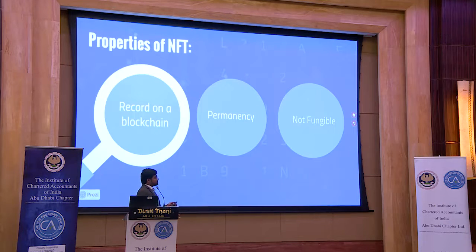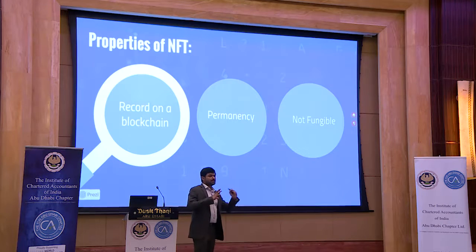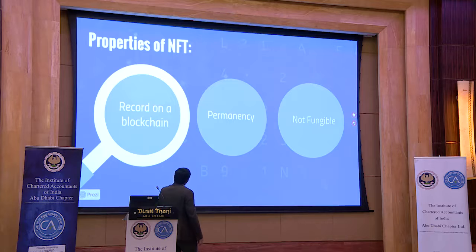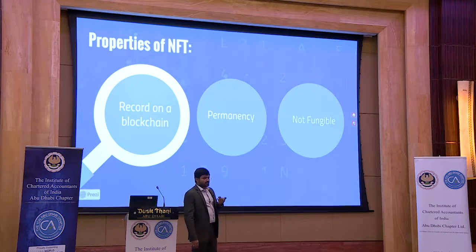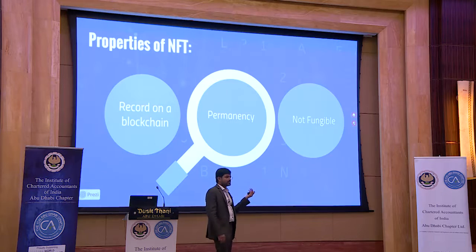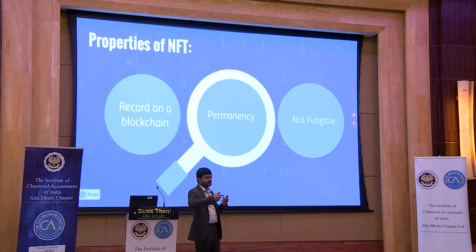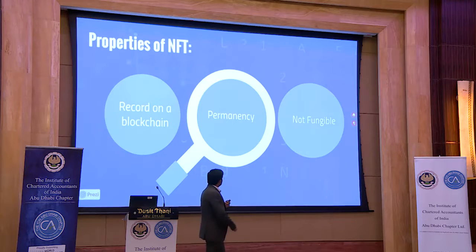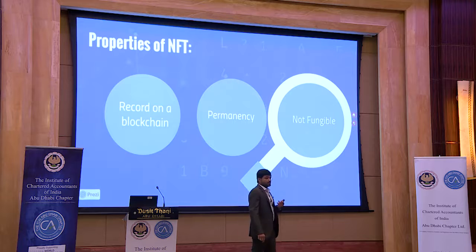Now, just to summarize, what are the main properties of an NFT? I'm just going to summarize and then we're going to move on to the utilities part. An NFT is a record on the blockchain, right? That's a primary property, and it's permanent because once it goes to the blockchain, it cannot be erased. You cannot go to the 100th block and change the first block. Every block is linked to the next one, and it's non-fungible.